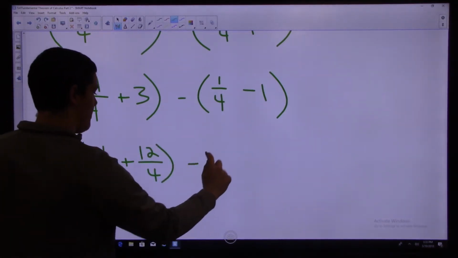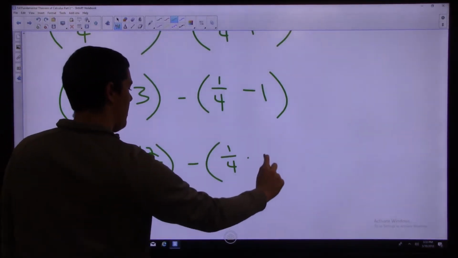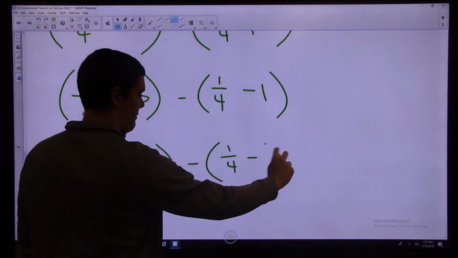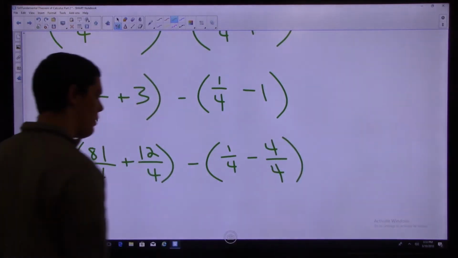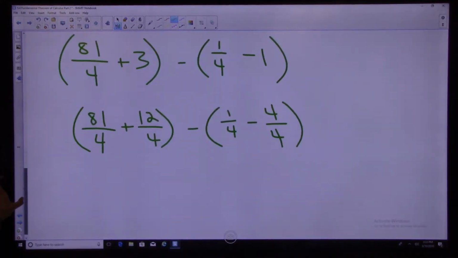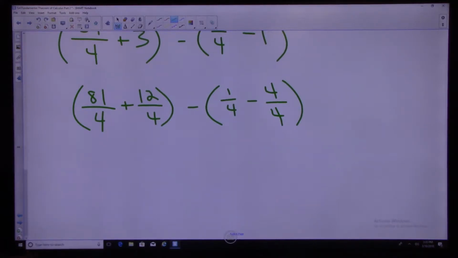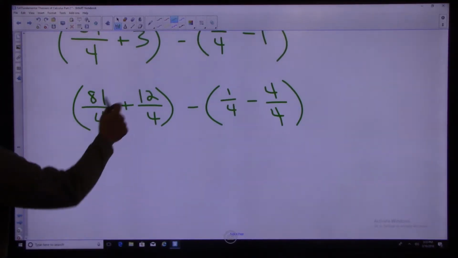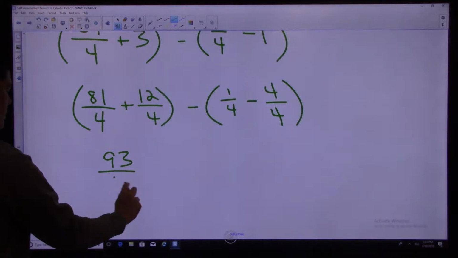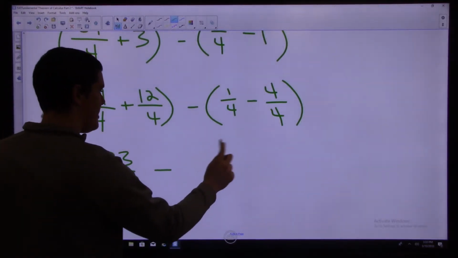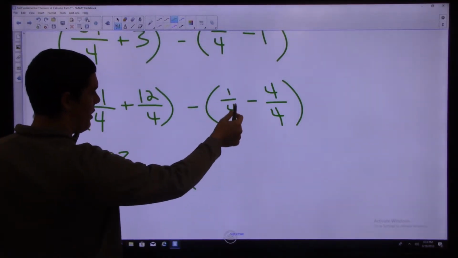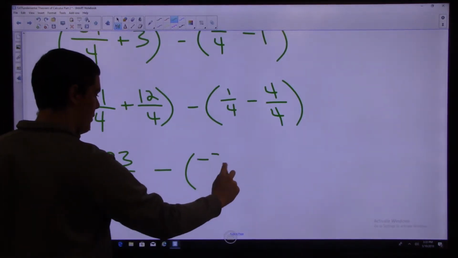And let's do the same thing over here. We've got 1/4 minus 1, and 1 is the same thing as 4 over 4, so it's minus 4 over 4. Okay, let's just go ahead and add these. So 81 plus 12 is 93, so 93 over 4 minus 1/4 minus 4/4, which is negative 3/4.